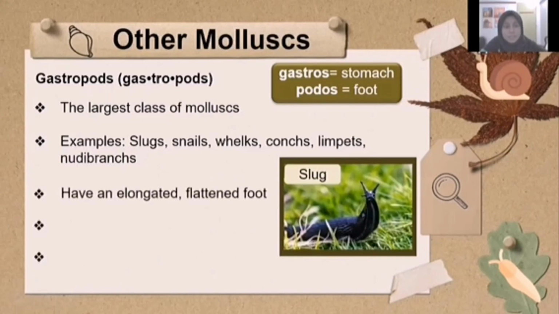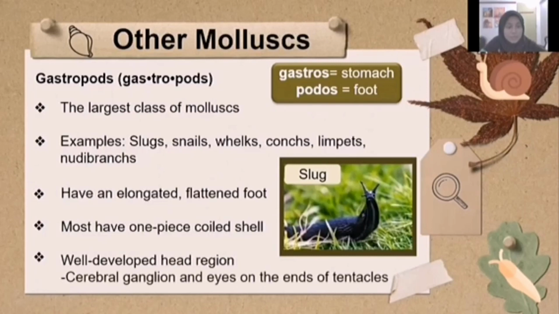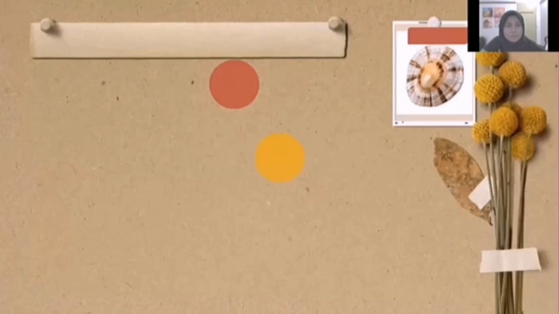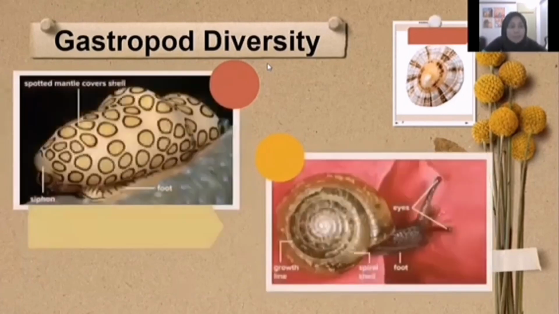So, gastropods in general have an elongated and flattened foot, and most of them, except slugs and nudibranchs, have one piece called a shell. They also have a well-developed head region with cerebral ganglion and eyes on the ends of tentacles. Now, we will learn about gastropod diversity.